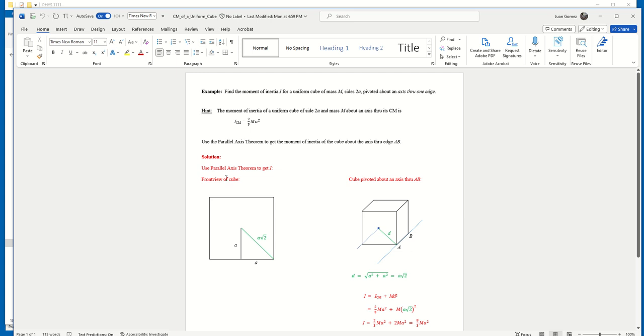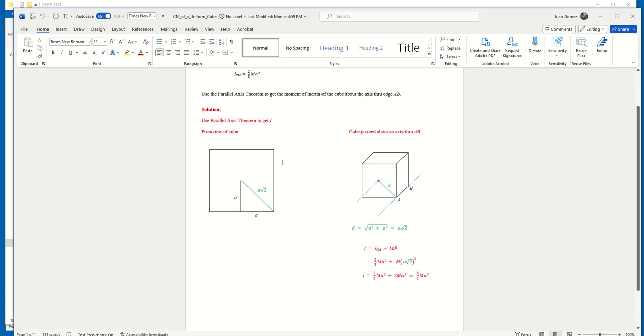Okay. Well, here's the front view of the cube, and we're going to use the parallel axis theorem here. Now remember, the rotation axis passes through one edge, that corner right there. So the distance from that corner to the CM of the cube is a√2, because again, basic geometry. This side is a, that side is a. It's an isosceles right triangle. That diagonal is going to be a√2.